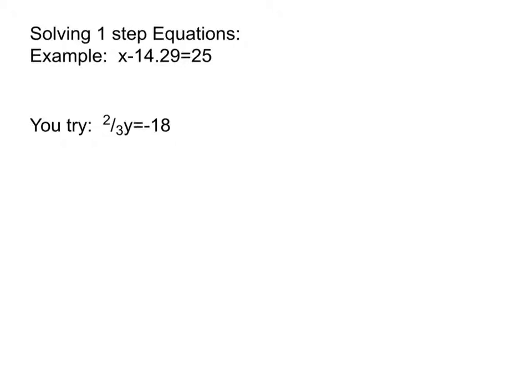Okay, and then to keep an equation balanced, if you're going to do that to one side, you have to do it to the other side. So we would do plus 14.29 and plus 14.29. So we added 14.29 to both sides. That keeps the balance. All right. The negative 14.29 and the positive, those cancel, leaving us just x equals 25 and 14 is 29. Sorry, not 29.